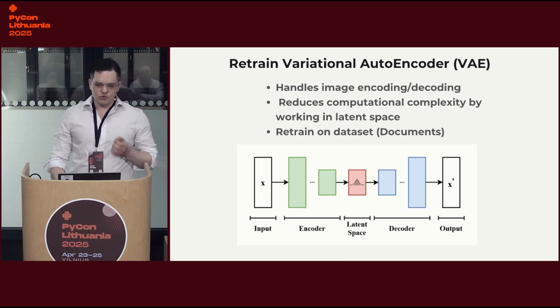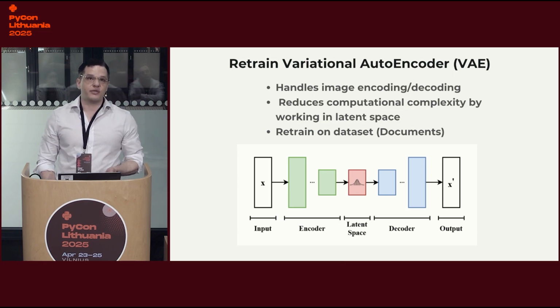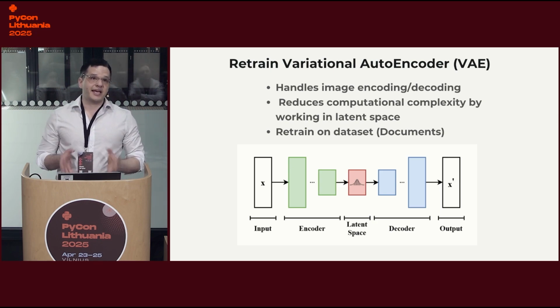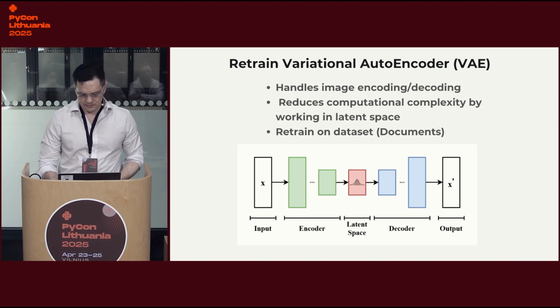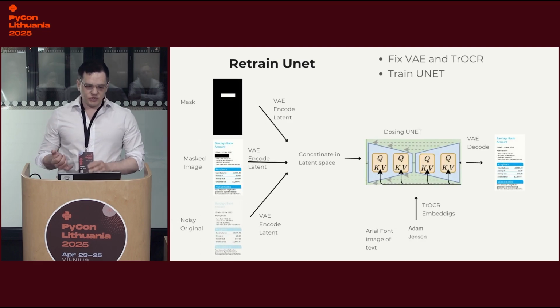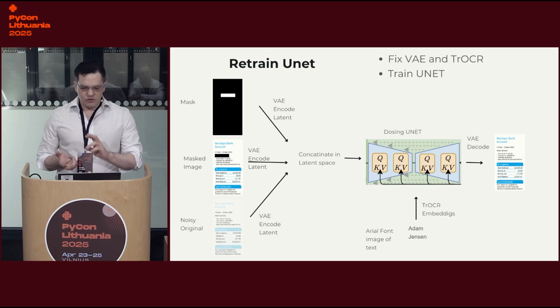The reason you have to retrain the variational autoencoder is because it essentially converts an image to latent space and back again. And it doesn't do well on text because it was trained on natural images. So you have to retrain this first. After that, you fix the variational autoencoder. You also fix the OCR, and you retrain the UNet.